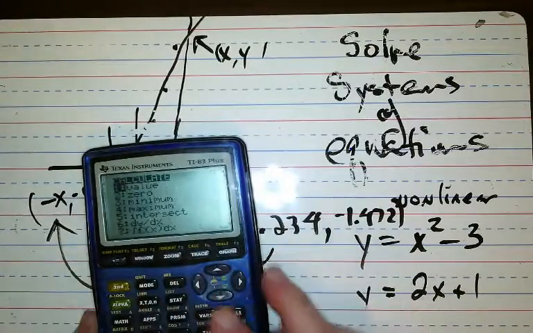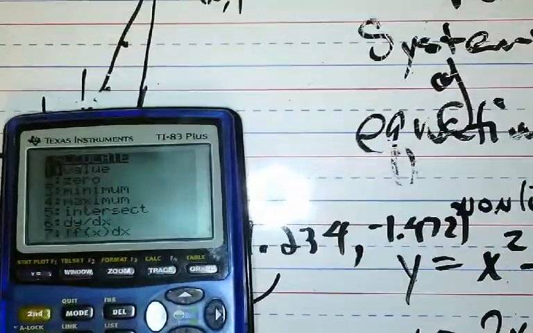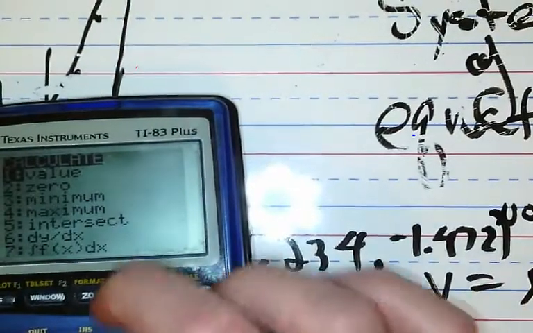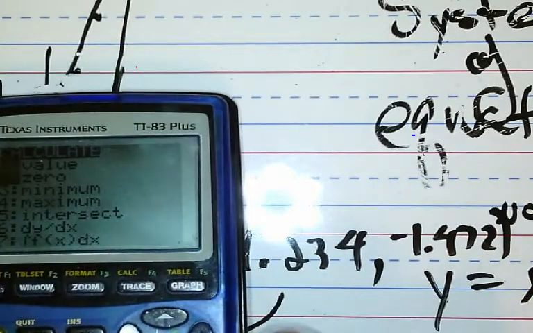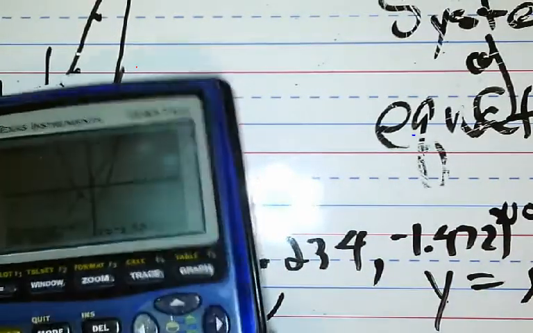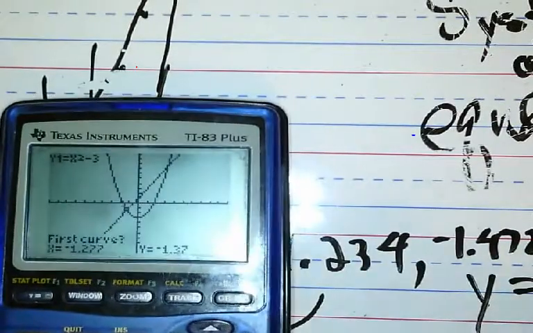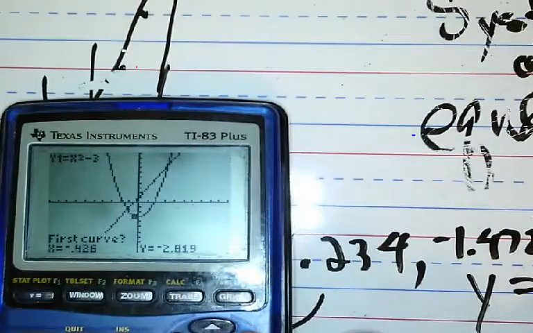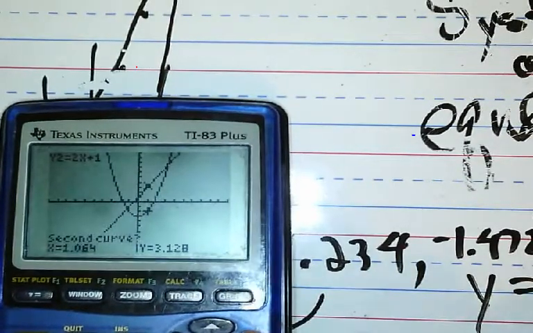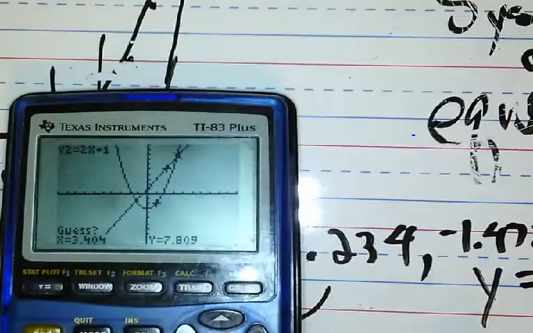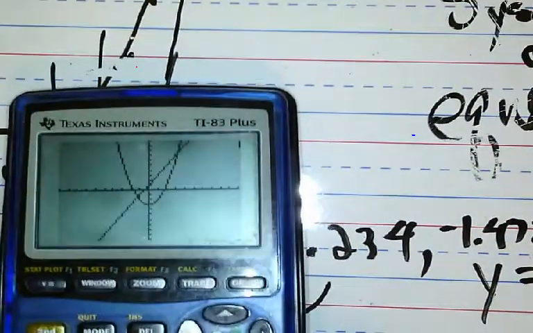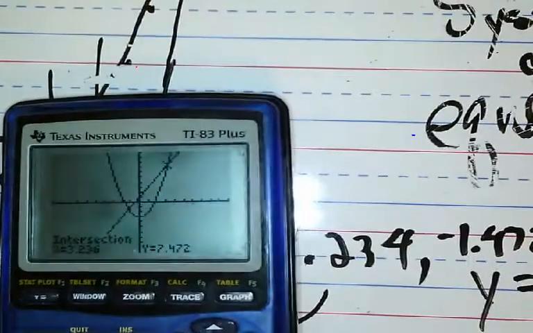So we go back and do it again. Second quit, and then back to the table, right? Go back to the calculate menu. So you go down to intersection, and now if you look for the cursor, you say, are you on the first curve? Yes, I am on the parabola, right? Are you on the second curve? Yes, you can see me sliding up the line. And then guess where you think it is. I think it's right there, and I am right. It is right there.